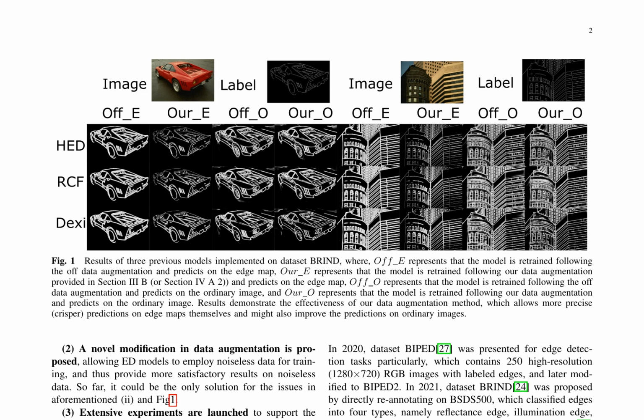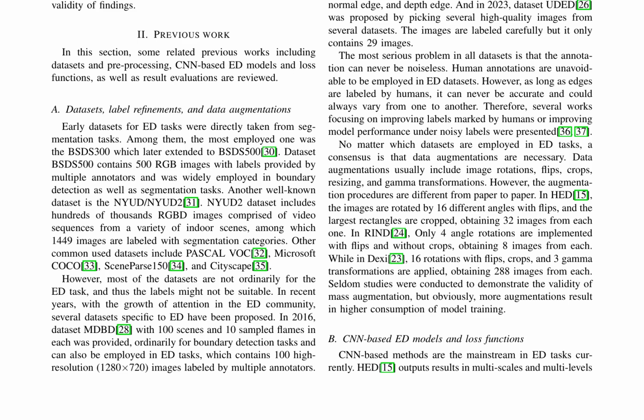This is particularly important, as existing datasets for edge detection tasks, such as BSDS 300, BSDS 500, NYUD, and others, are not specifically designed for edge detection and have noisy annotations that can never be completely accurate. Data augmentations are essential for edge detection tasks, but they come at the cost of increased model training consumption. The authors review various CNN-based edge detection models, including HED, RIND, and DexiNed, which output results in multi-scales and multi-levels.